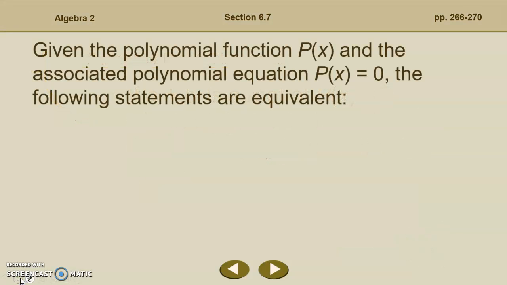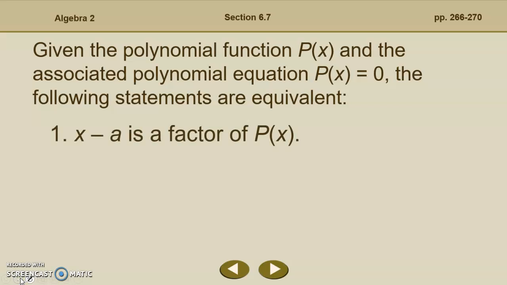So let's take a look at this in practice here. We're going to be given the polynomial function p of x and the associated polynomial equation p of x equals 0. Then the following statements are going to be equivalent. All right, let's take a look at these before we do our example. All right, you've heard me say these already. There are just three different ways to say the same thing.